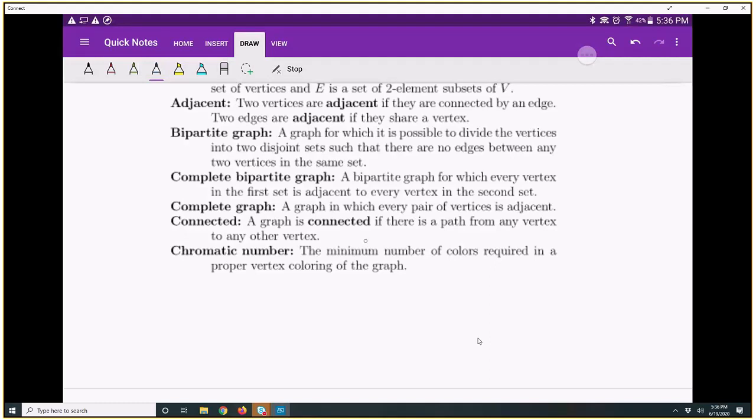A similar notion is the notion of connectedness. A graph is connected if there's a path from any vertex to any other vertex. Now we remember that a path doesn't mean a direct connection. We may have to travel through other vertices on our way, but if there is a path connecting any vertex to any other vertex, we call this graph connected.